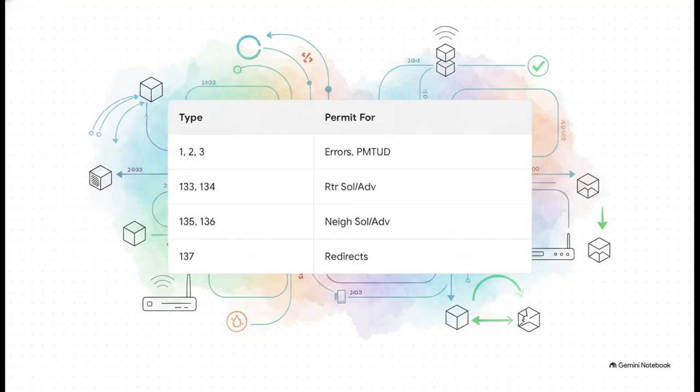To be incredibly specific, here is exactly what your firewalls must permit for the network to simply function. Types 1, 2, and 3 handle your essential error signaling and PMTUD. Types 133 through 136 cover router and neighbor solicitations and advertisements. These are 100% mandatory for hosts to find their gateways and resolve addresses. And finally, Type 137 allows for better route redirects. Seriously, do not drop these packets.